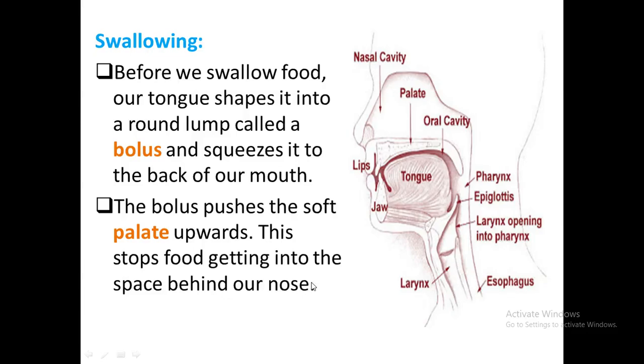First one is the soft palate. The bolus pushes the soft palate upward. The opening of the nasal cavity is closed. So this stops the food getting into the space behind our nose.